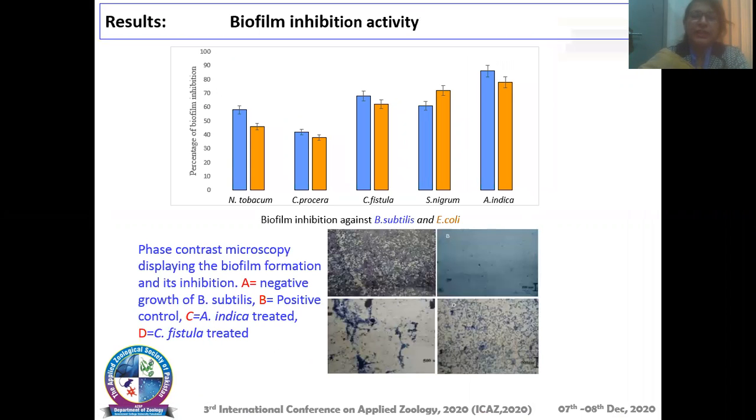biofilm inhibition activity. For this purpose, these bioactive components were used, and maximum biofilm inhibition, or microbial growth inhibition, activity was found high in the bioactive components of Azadirachta indica, followed by Solanum nigrum, Cassia fistula, Nicotiana tabacum, and then Calotropis procera. It means that these bioactive components have the potential to inhibit the growth of microbes, so they can be used for their therapeutic potential in medicament.